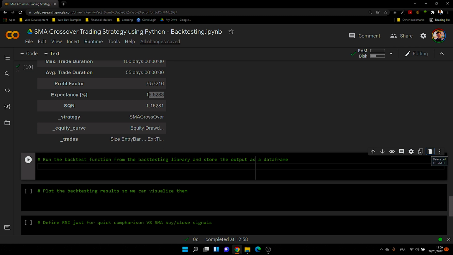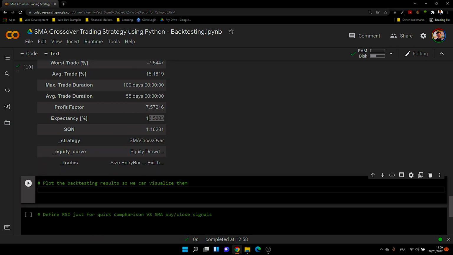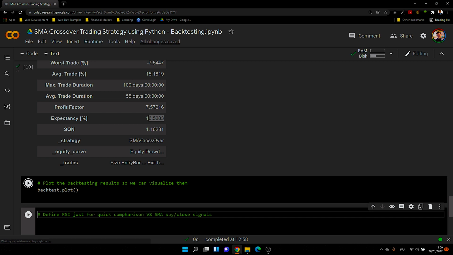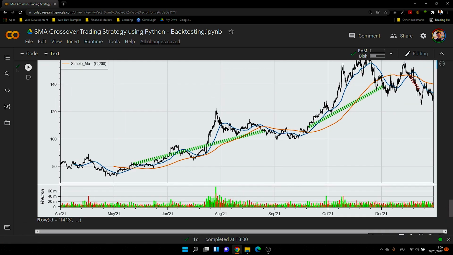So we actually don't need this cell, so we can delete it because we already stored it in the data frame above. So let's start by calling our backtest.plot, so we can plot this information now and see it visually. And there we go. This gives us a fantastic plot.